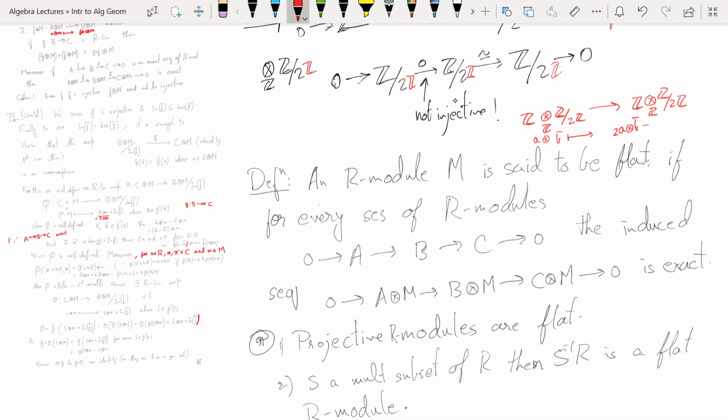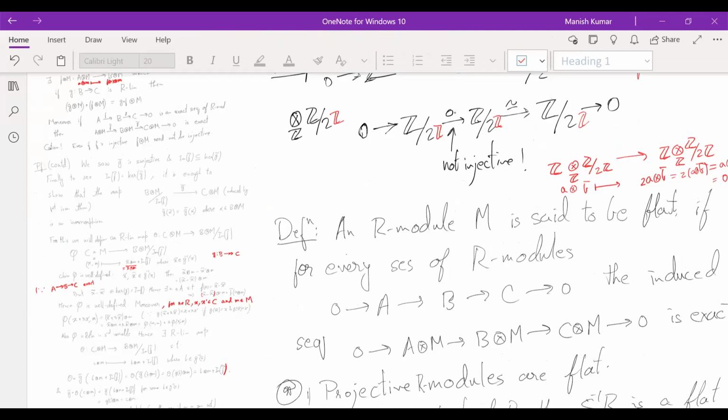But 2A tensor B bar is the same as, since it's a Z module, you can pull out this 2, 2 times A tensor B bar, and you can push it down to the other side. So this is the same as A tensor 2B bar, but 2B bar is always 0 in Z mod 2Z, so this is 0. That tells you that the image of any such element is 0, and of course these generate the whole module. So this whole map is the zero map, and that proves that this is not injective. Any questions?